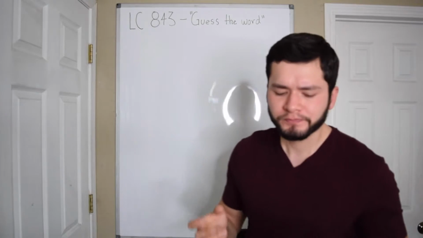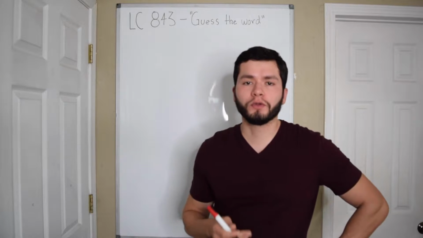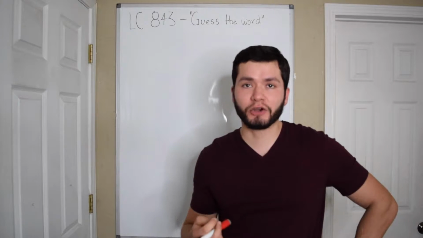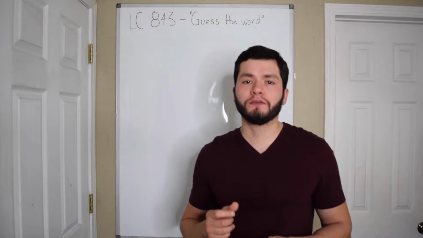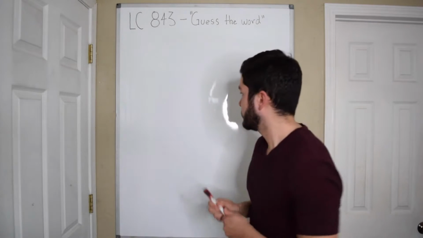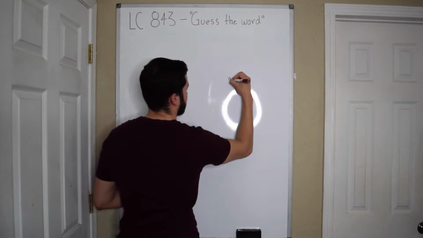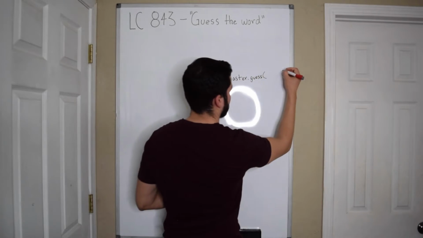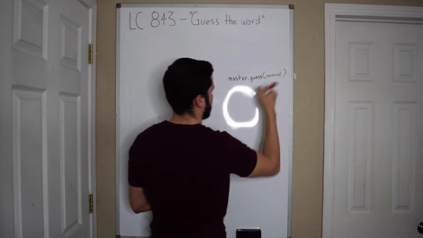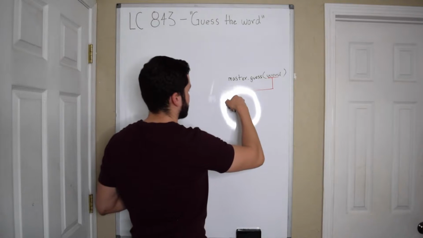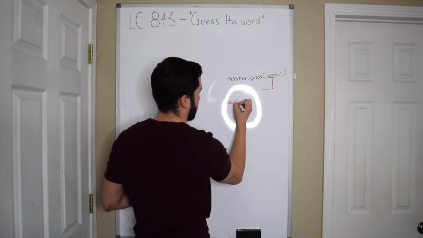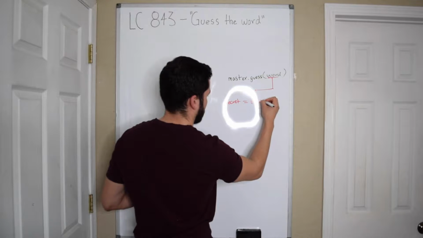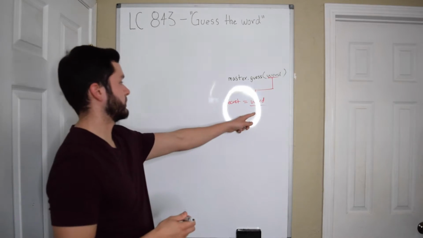According to the description, LeetCode is gonna give you a list of up to 100 words. Each word is gonna have 6 characters, and you will be able to call the interface up to 6 times. The way that you call the interface is by calling master.guess. So the interface, the function, and you're gonna be able to send a word here. This word has to match a secret word, and that is the whole purpose of this problem.